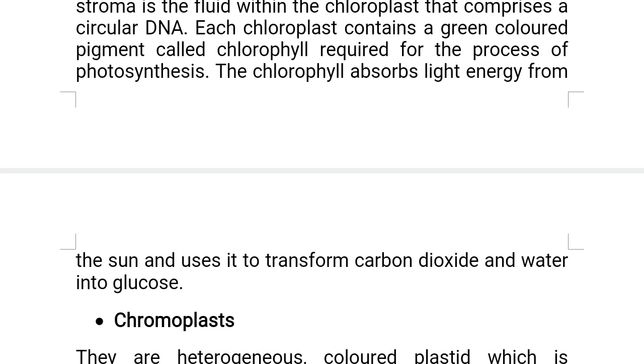You know that chlorophyll is essential in photosynthesis because if you look at the chemical equation of photosynthesis, you see carbon dioxide combining with water in the presence of sunlight and chlorophyll to produce glucose, which is the manufactured food in plants, and oxygen is given out into the atmosphere.